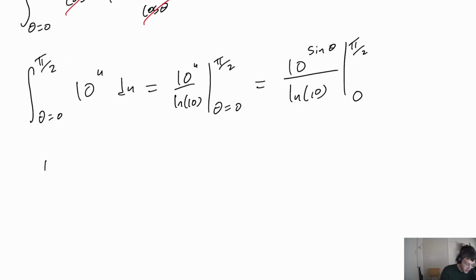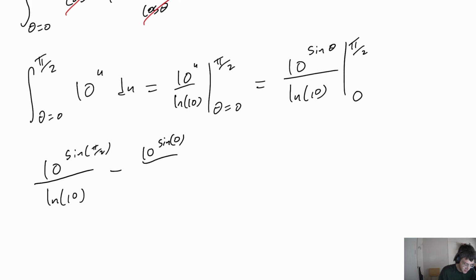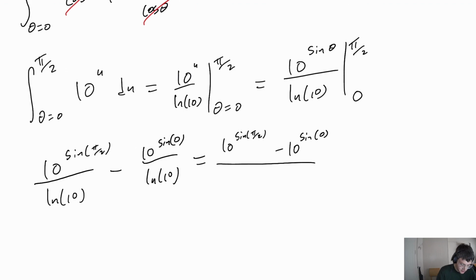Now let's do the plugging in. This gives me 10 to the sine of pi over 2 over natural log 10 minus 10 to the sine of 0 over natural log 10. We have a common denominator, so we can combine. This gives me 10 to the sine of pi over 2 minus 10 to the sine of 0 all over natural log 10.